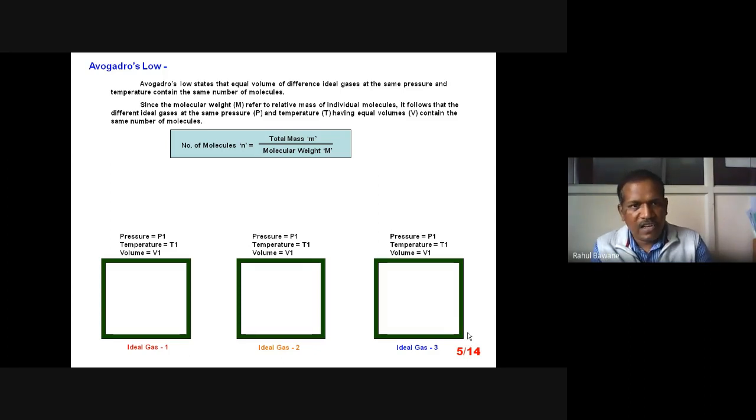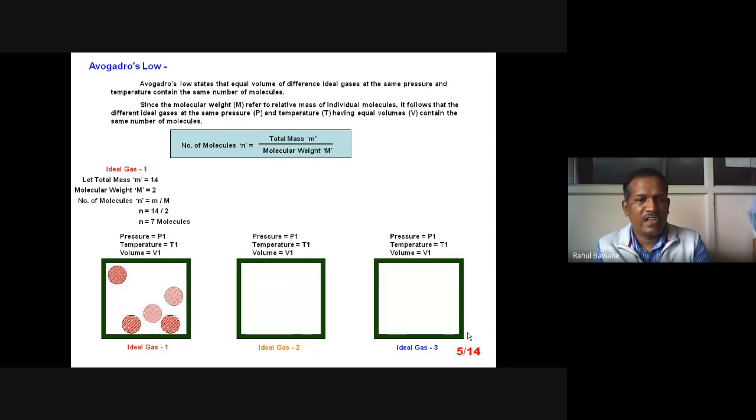Now suppose for the first gas, ideal gas 1, the total mass is 14. I am not putting the unit here, but suppose it is 14 kg. So mass is 14 and its molecular weight is 2. So the number of molecules will be m divided by capital M, accordingly 14 by 2. So we get the number of molecules as 7. So in this volume, there will be 7 molecules of ideal gas.